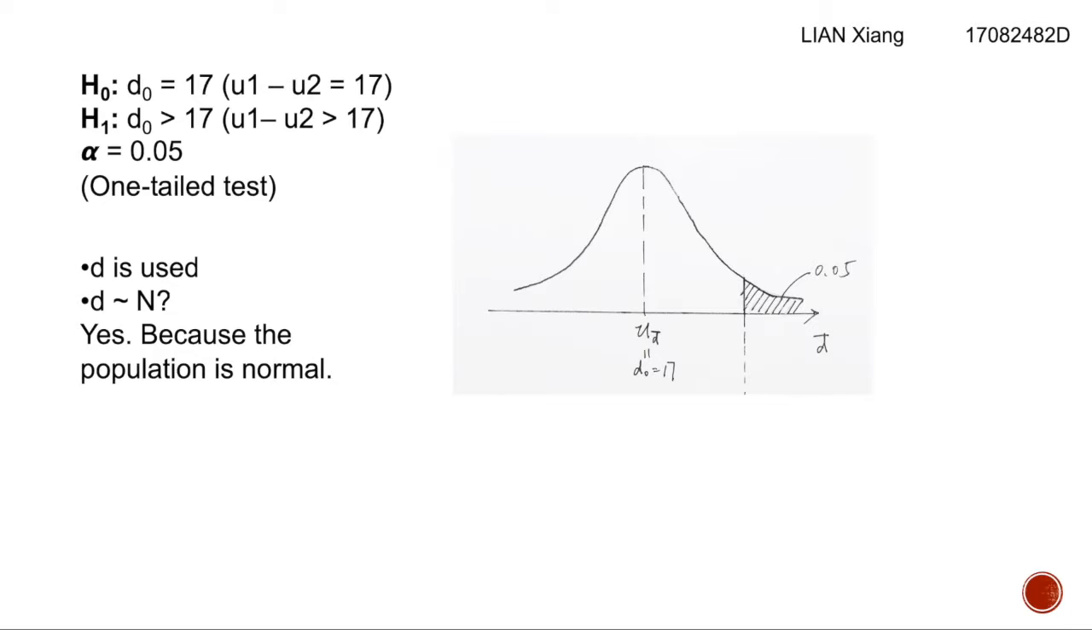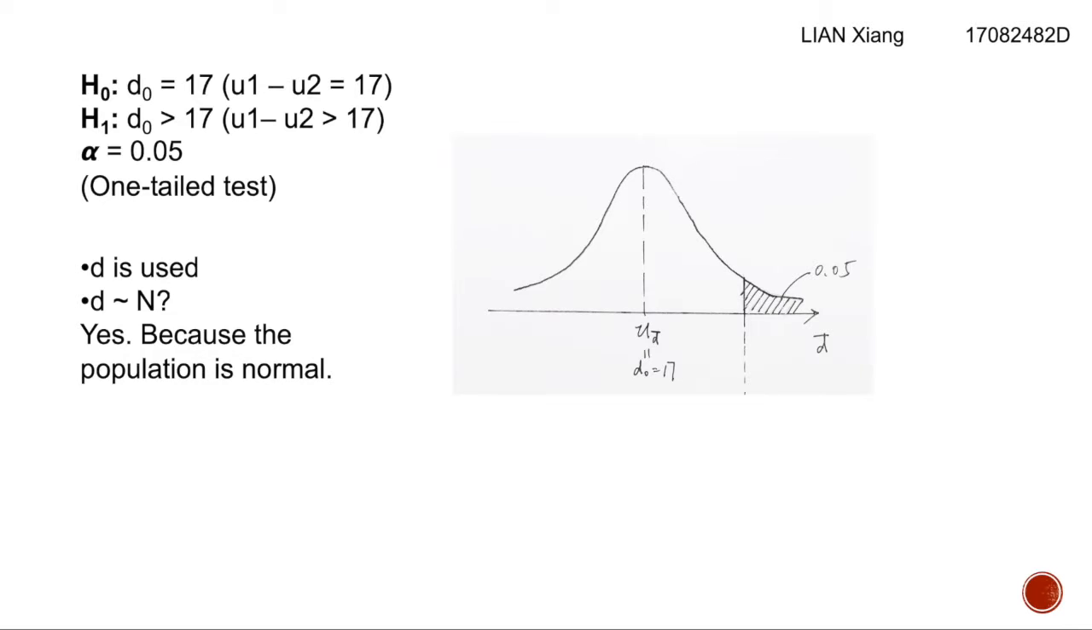To solve this question, the first step is to formulate the null hypothesis. D0 equals 17, which means mu1 minus mu2 equals 17. And then we formulate the alternative hypothesis, D0 larger than 17, which means mu1 minus mu2 larger than 17. As we can know from the question description, the level of significance is equal to 0.05. It should be a one-tailed test since we only care about the right direction.